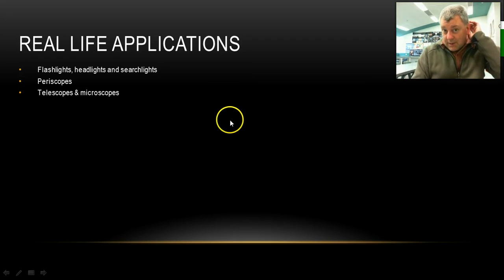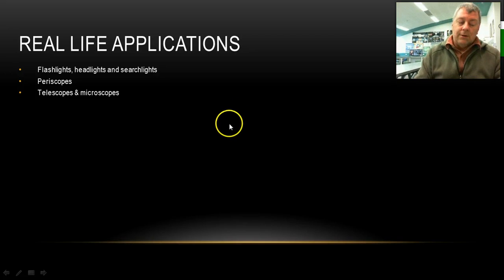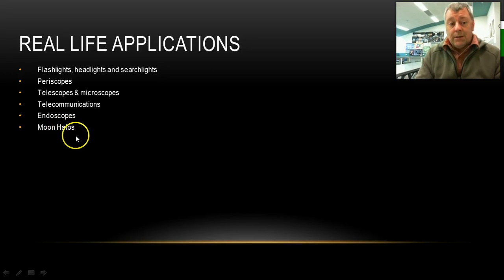Telescopes and microscopes, clearly uses of light, refraction, Snell's laws, all those sorts of things. Telecommunications, we were just talking about. Endoscopes for surgery, just talking about. Sometimes when you look at the moon, you see a halo around it, and that's because of ice crystals in the upper atmosphere, and again that's a result of refraction. Have a look on winter nights, you'll see that.